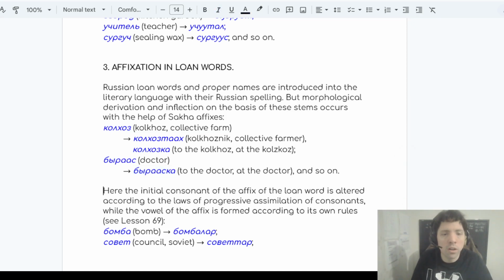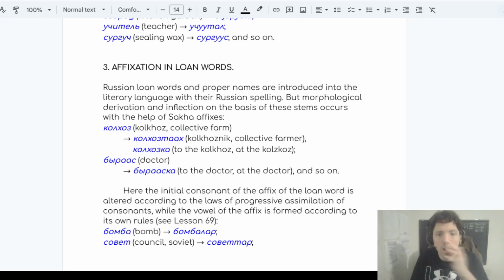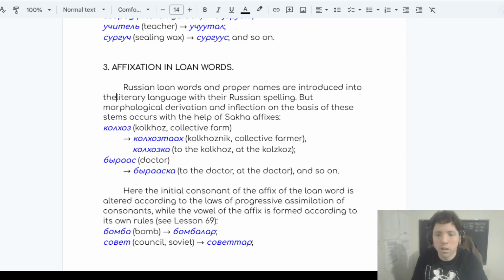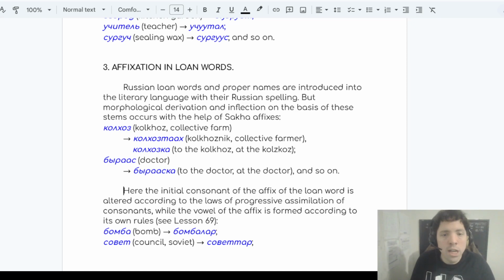I like to have this looking pretty, you know what I'm saying? Like none of this block wall of text stuff. All right. Here, the initial consonant of the affix of the loan word is altered according to the laws of progressive assimilation of consonants, while the vowel of the affix is formed according to its own rules. See lesson 69.